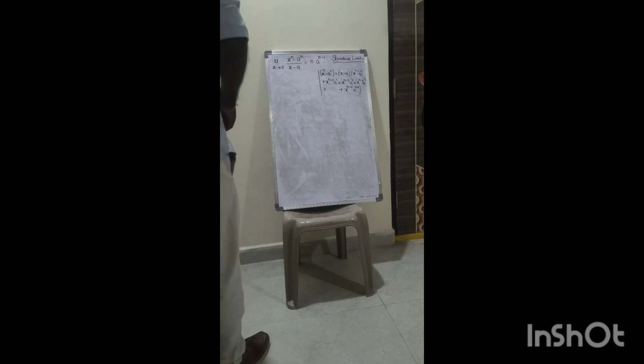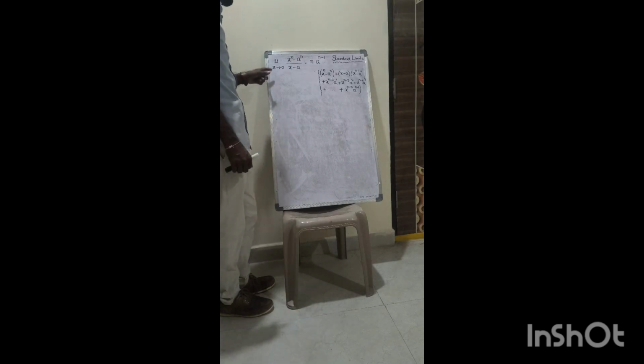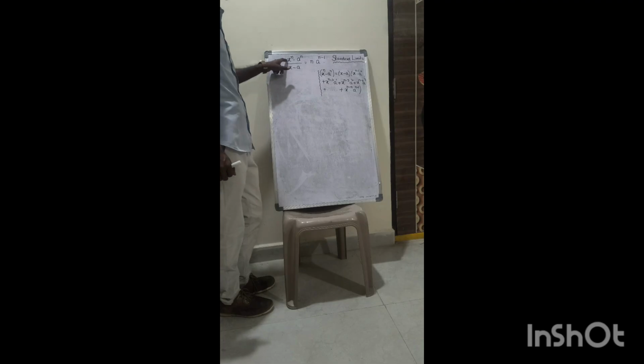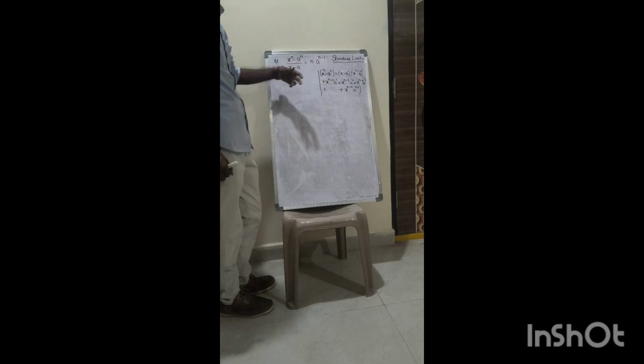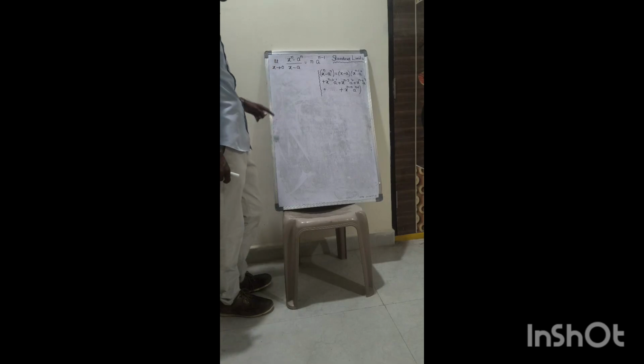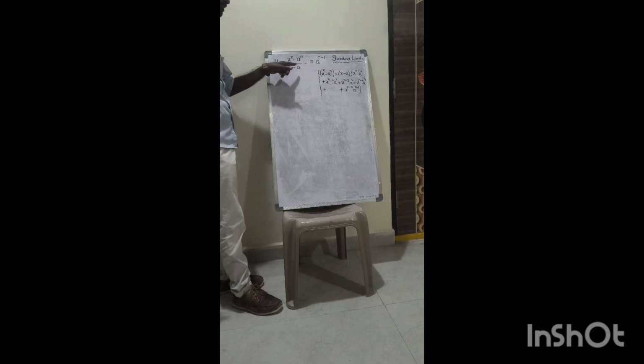Okay. So next, the next standard limit is limit x tends to a, x power n minus a power n by x minus a is equal to n into a power n minus 1. So instead of just reading it, you just see the standard limit, then it will be stored in your mind. So n into a power n minus 1.